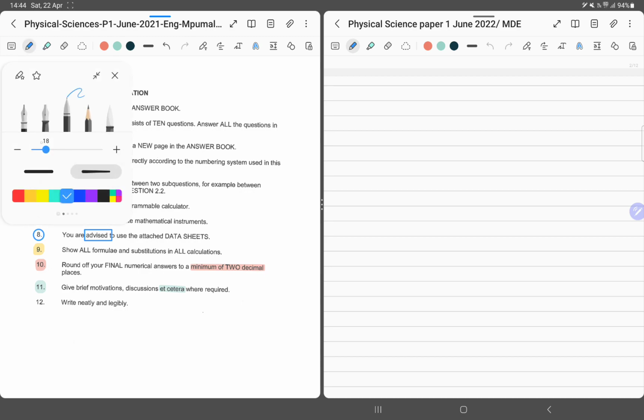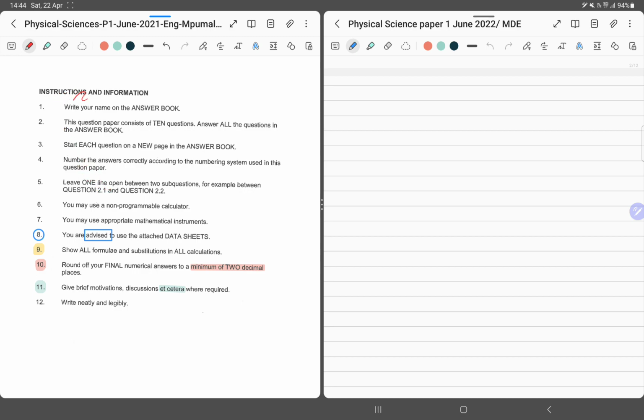So we have got ourselves a situation here where we do not overlook instructions. Most of them are pretty straightforward, but please read them all. Most important are the ones I have highlighted. So you are advised to use your data sheets, meaning if you feel like you can't go on, please check there. You might find something that helps.